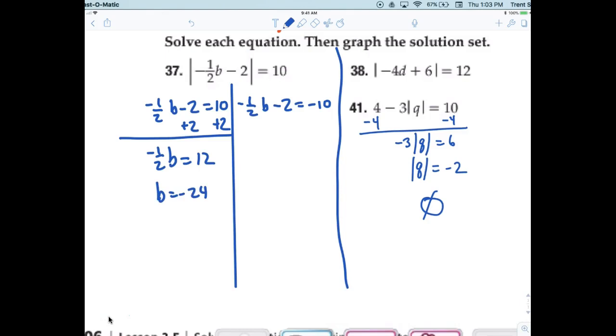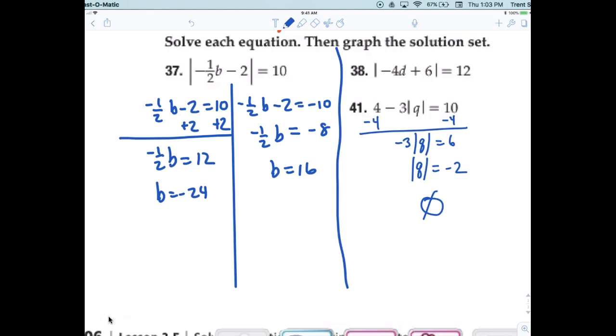Everybody good? Now if I add 2 over here, it's going to be what? Negative 8, right? Half of what is 8? Half of 16, right? So b equals 16. Everybody good? That's not bad, right? Not too bad at all.